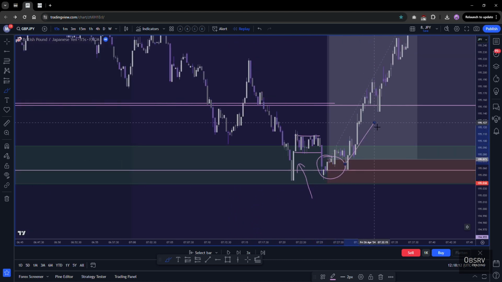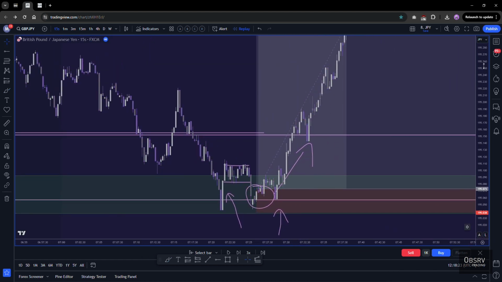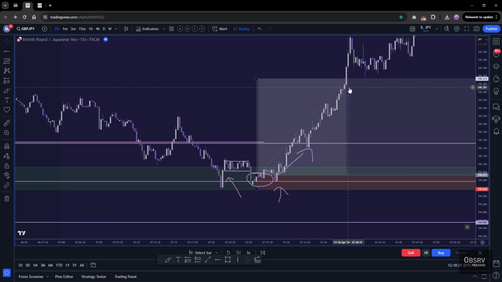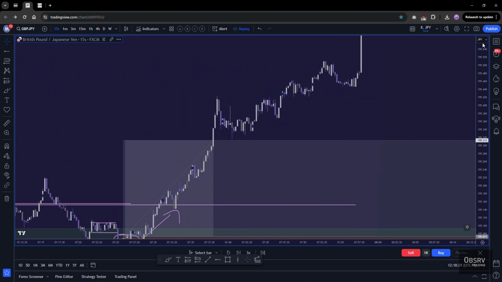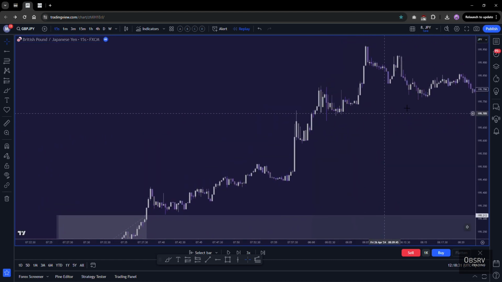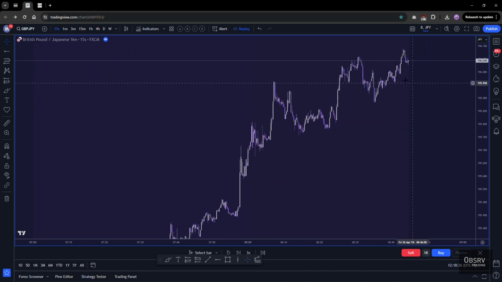Price just kept buying after that, because 7:30, which was right around here, is when the press conference came out, and when that came out, price just followed with buys, and it just kept going and it kept going. In fact, it went really far, and it came all the way up to here.